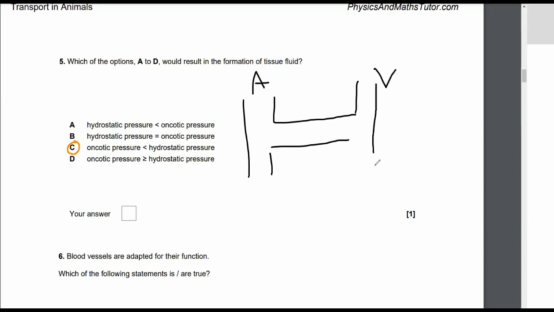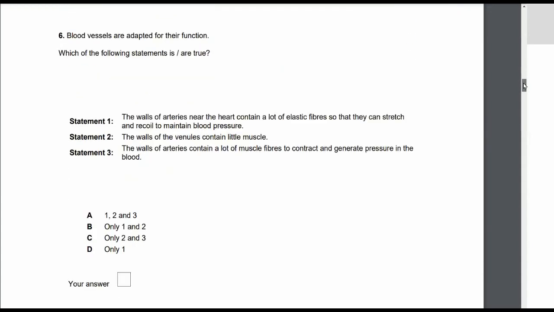So, at the arterial end of the capillary, the hydrostatic pressure is larger than the oncotic pressure. So the sort of pressure created by osmosis into the capillary is less than the hydrostatic pressure pushing out. And this means we get a formation of small things leaving the capillary, forming the tissue fluid, things like water, glucose, and other small molecules. So C is our answer. The formation of the fluid at the arterial end is when the hydrostatic pressure is greater than the oncotic pressure.